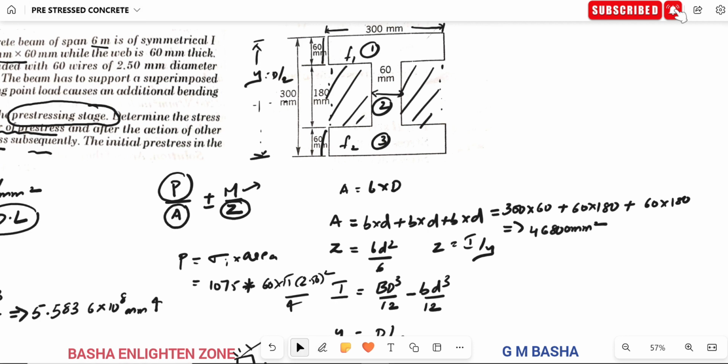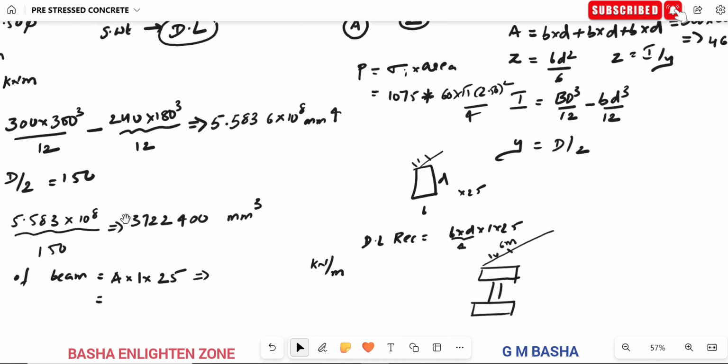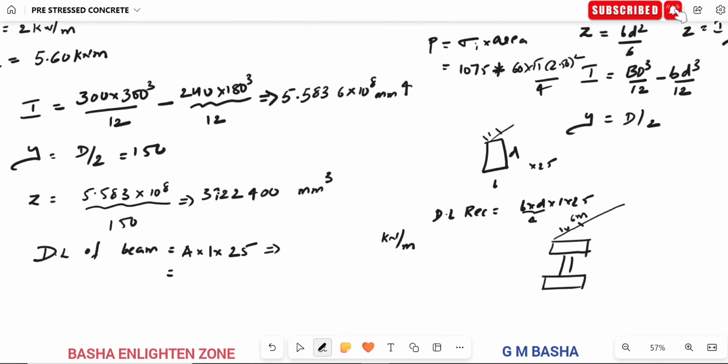So the same value substitute here. The same value substitute here. 46800 into 1 into 25.